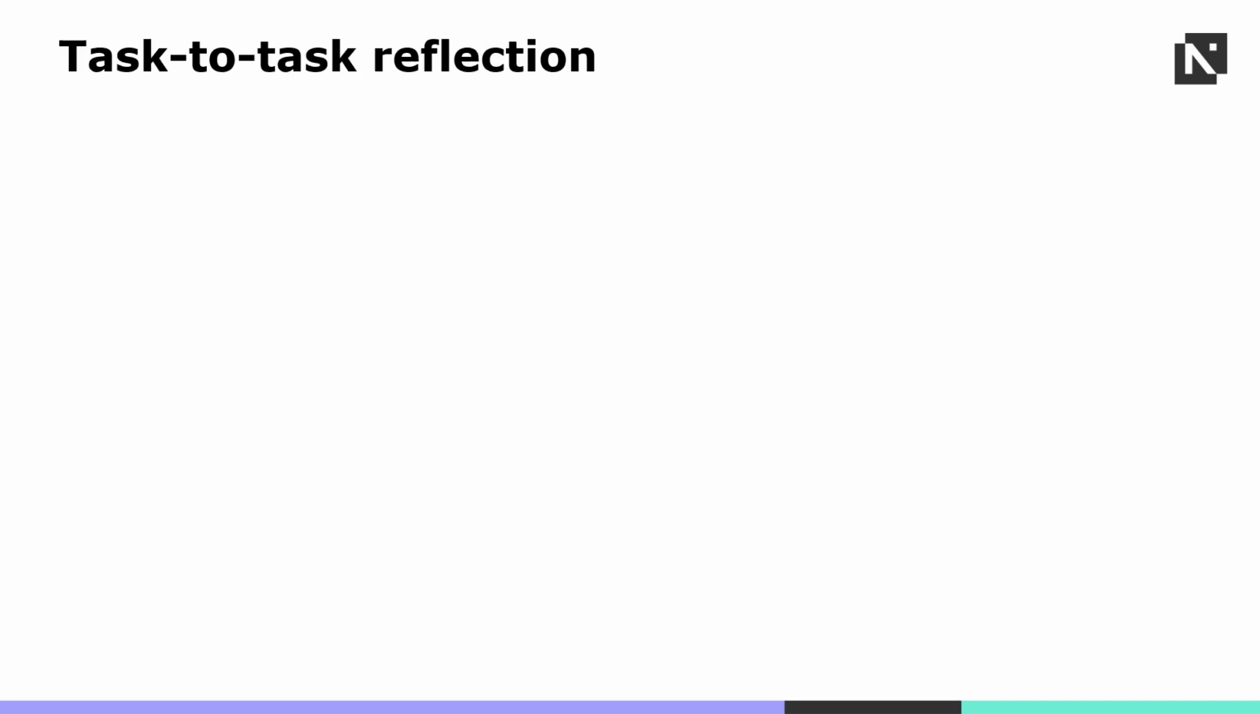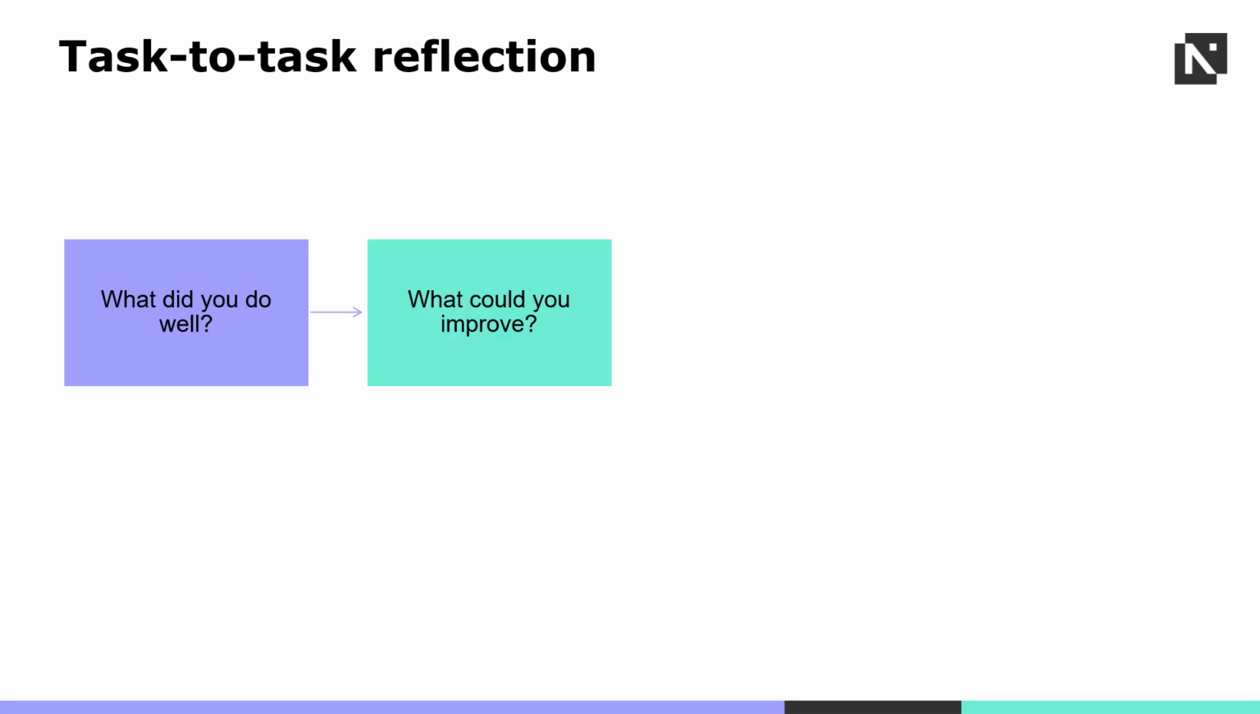So in order to support your students in doing task-to-task reflections, here are some prompts that you can use. What did you do well? Start by identifying successes. This builds confidence and helps students recognise their strengths. What could you improve? Reflecting on areas for improvement helps students focus on growth and set actionable goals for future tasks.